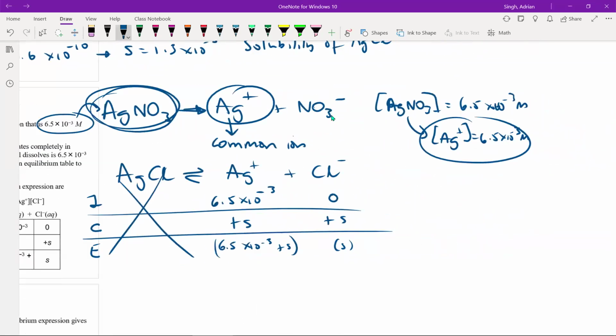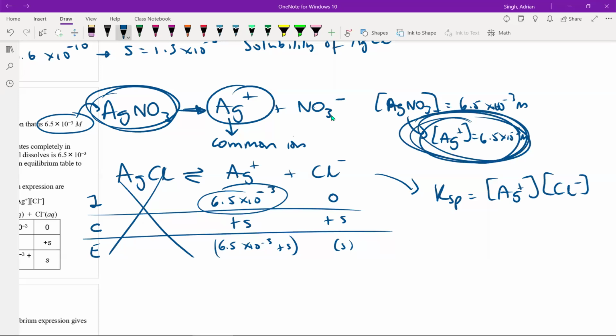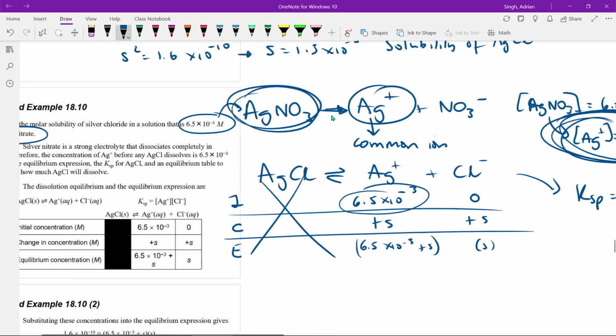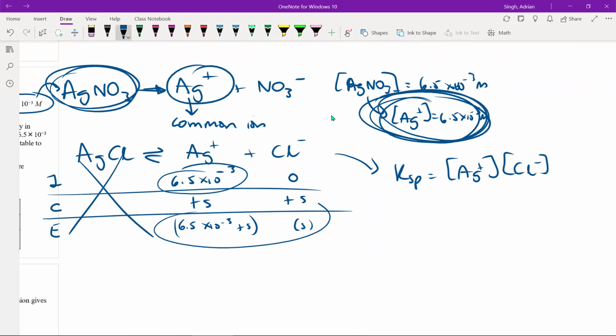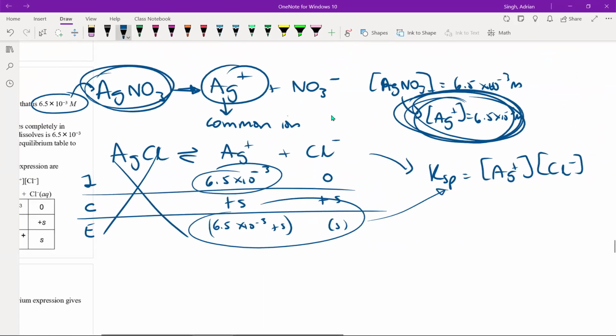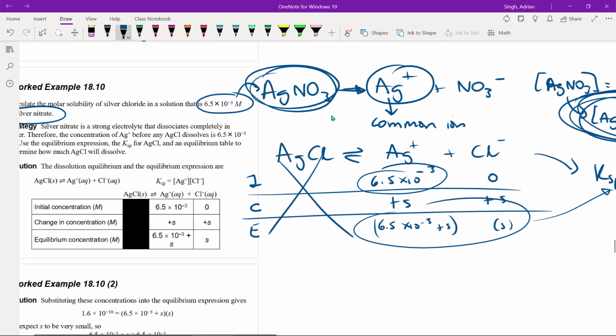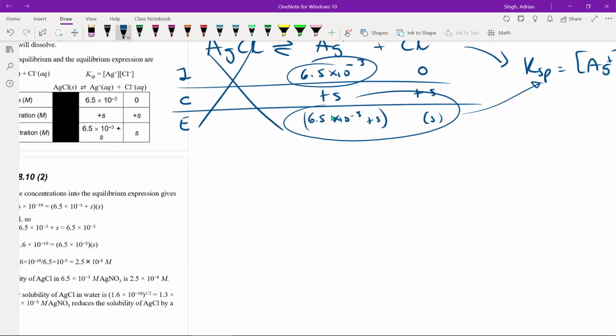That's based on our equilibrium system, where the Ksp is equal to the Ag+ times the Cl-. We're starting off with this amount of the Ag+ because that's coming from the silver nitrate that's providing that common ion. So if we substitute that into our Ksp expression, we can look up the Ksp for silver chloride, and that's 1.6 times 10 to the negative 10, and that's equal to 6.5 times 10 to the minus 3 plus s, whoops.